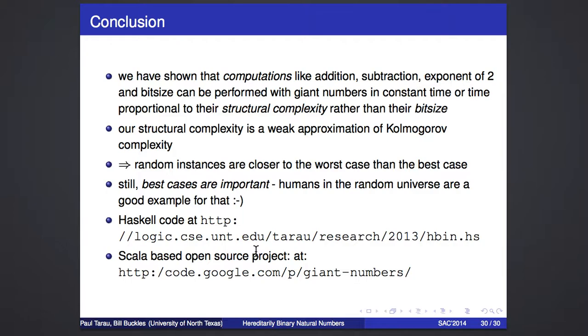While this is an approximation of Kolmogorov complexity, it's still important that some of the best cases are very popular numbers like record holding primes, and we could say that like humans in a random universe, best cases are important, even if they're comparatively few, based on the Kolmogorov complexity reasoning.